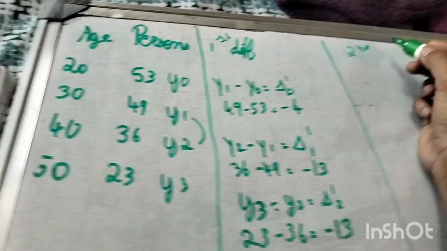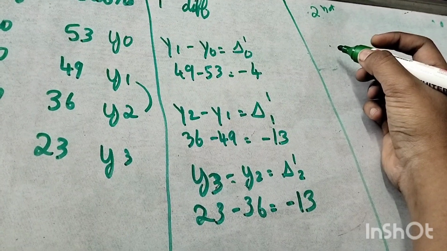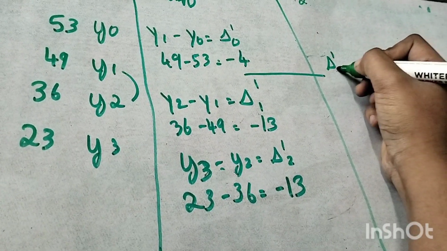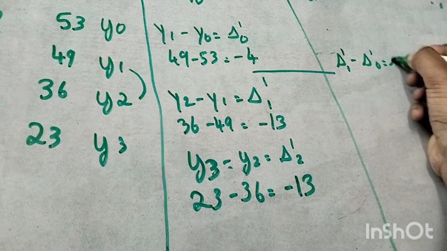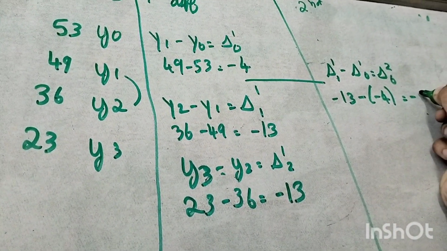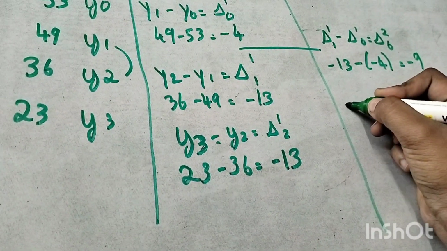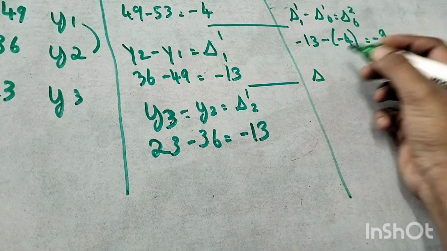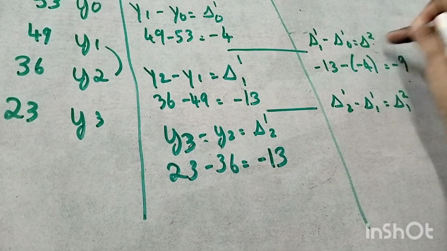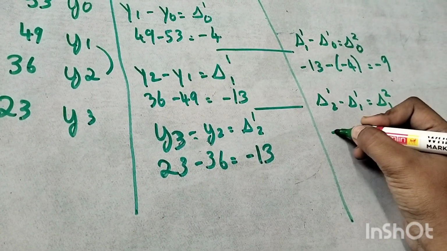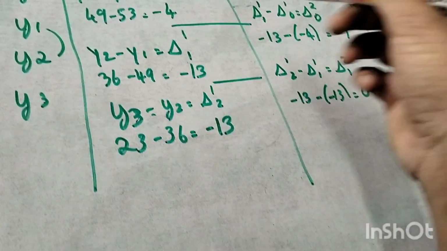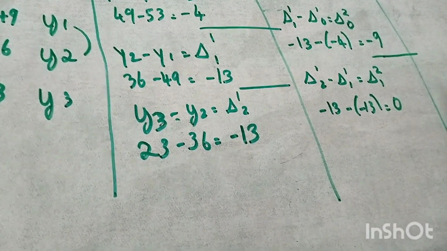Next is the second difference. So you write it in the middle of these two. So delta 1 1 minus delta 1 naught is equal to delta 2 0. So minus 13 minus of minus 4, that's going to be minus 9. And delta 1 2 minus delta 1 1 is equal to delta 2 1. So that's going to be minus 13 minus of minus 13, that's going to be 0.